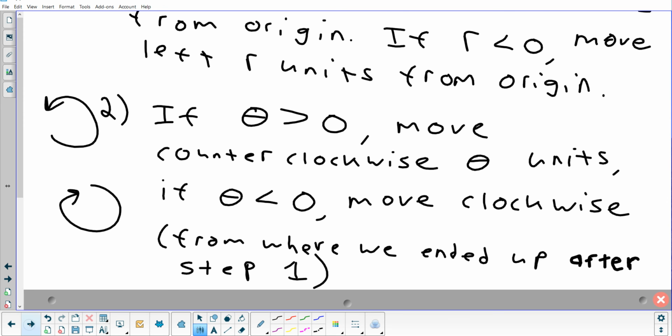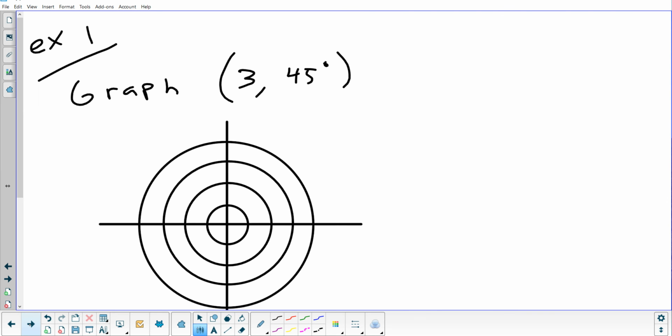Okay, let's try some examples. A lot of these problems you're going to need a piece of polar graph paper. You could just Google it and print one out, or if you just draw it once, you can put all your answers on the same graph. Just label which one is which, like, this is number 1, this is number 2, things like that.